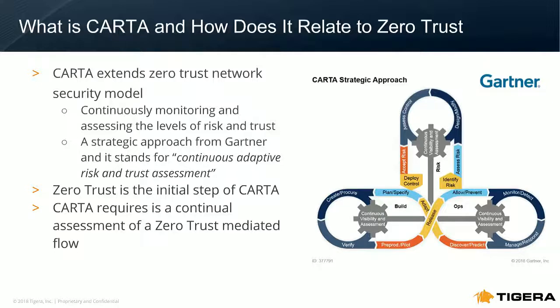So the whole idea behind CARTA, or one of them, is that it requires a continual reassessment of zero trust mediated flows. So basically, you do your zero trust, you then watch the infrastructure, you see the behavior, and then you make adjustments as necessary and iterate, wash, rinse, repeat. So that's sort of the CARTA approach. We've got the nice Gartner graphic here, so kudos to Gartner for drawing some nice pictures and wrapping a name around this concept.